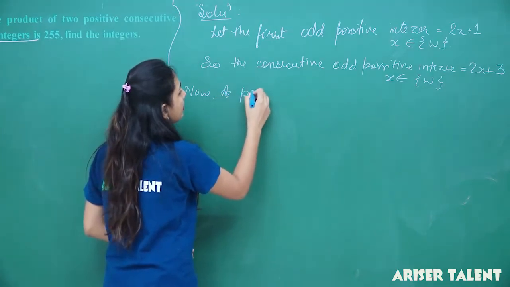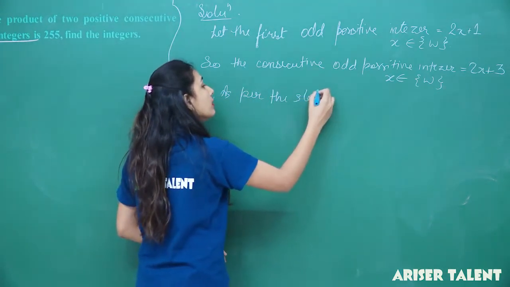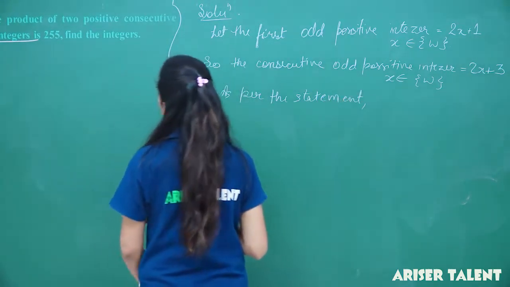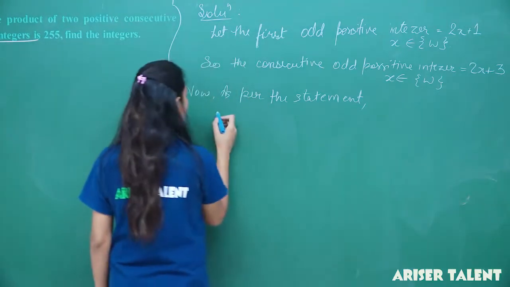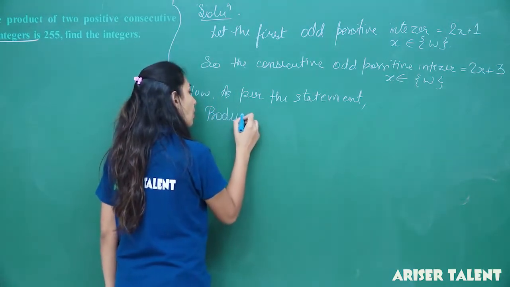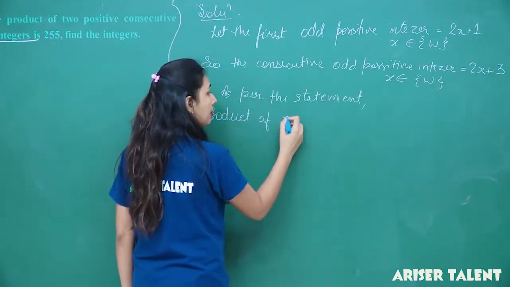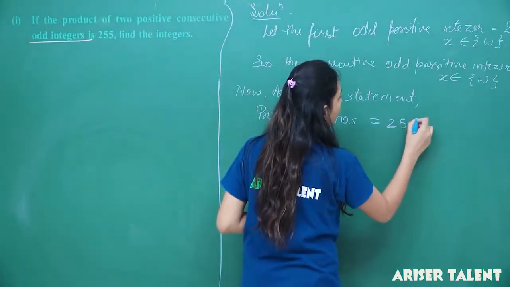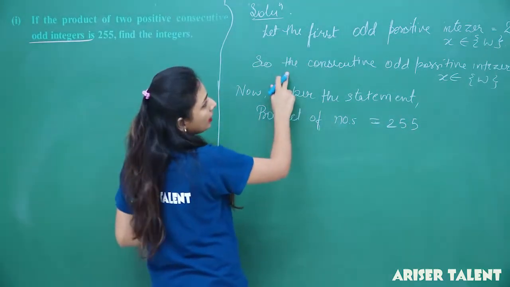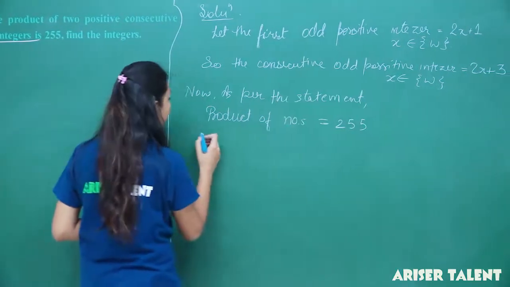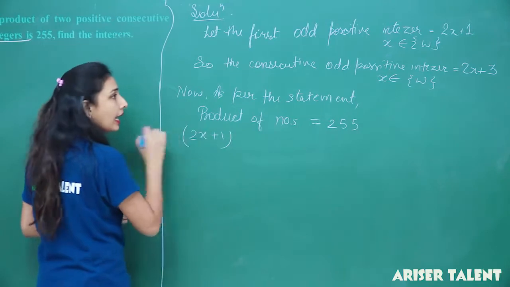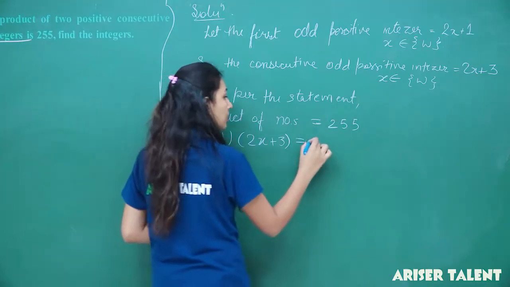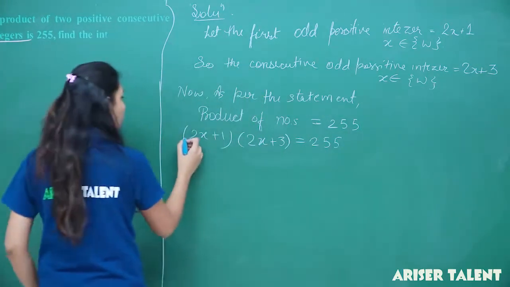Now, as per the statement, what is the statement? The product of two positive consecutive odd integers is 255. So it implies that the two consecutive numbers are 2x plus 1 and 2x plus 3, and their product is equal to 255. Now we can solve this.